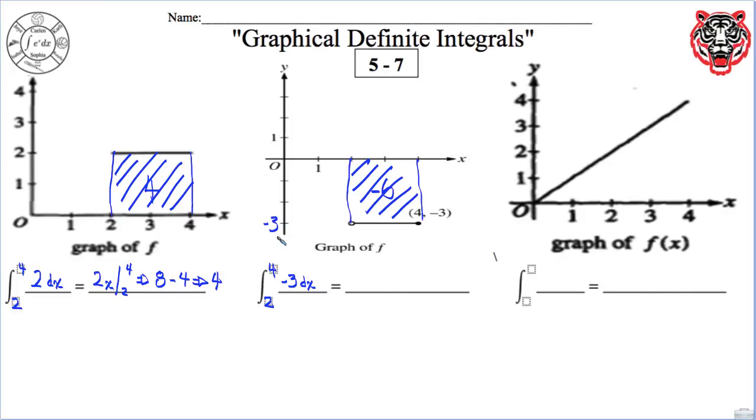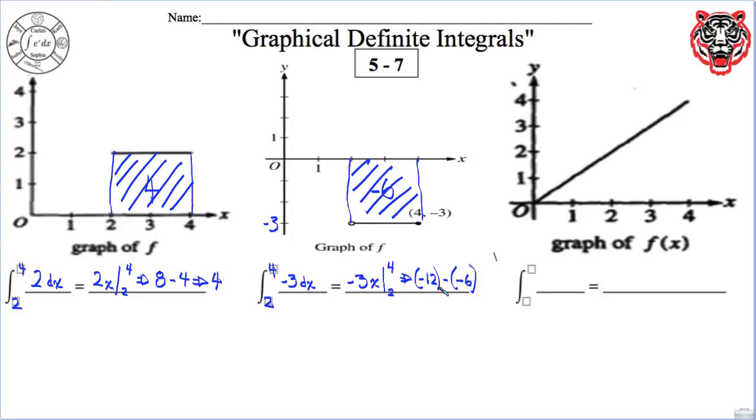This spot right here, I should have said it was negative 3. So doing this analytically, we see that this is going to become negative 3, our variable is still x, and that's going to be evaluated with the evaluation bar between 2 and 4. So now subbing in, we get 4 times negative 3 is a negative 12. I'm going to put parentheses around these so I don't get messed up here. Subtract, subbing in 2, 2 times negative 3 is a negative 6.